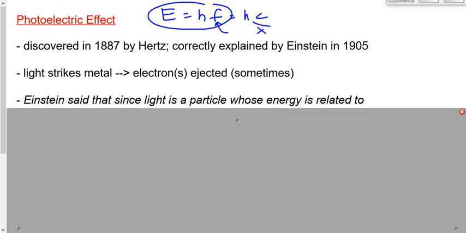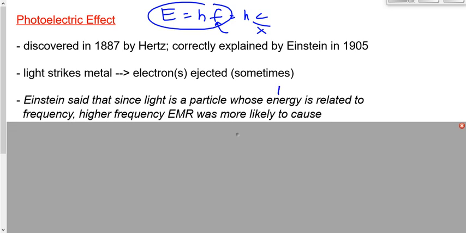He says that energy, or the light, is a particle. And the energy of that particle is related to the frequency. In other words, E is equal to h times f. So Einstein said, in his photon theory, you want more energy for light, you need not more of it, you need a different type. You need EMR with a higher frequency in order to get higher energy.